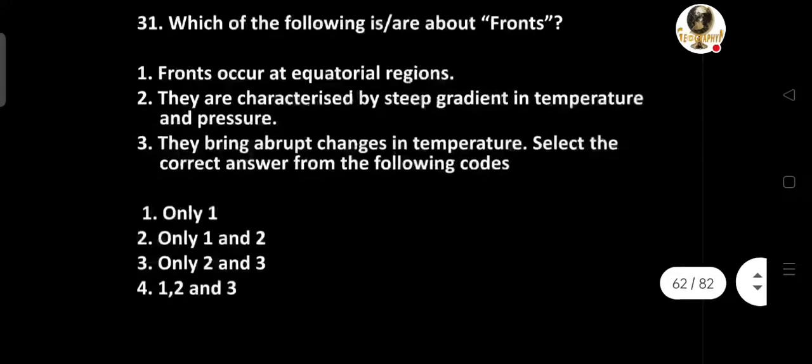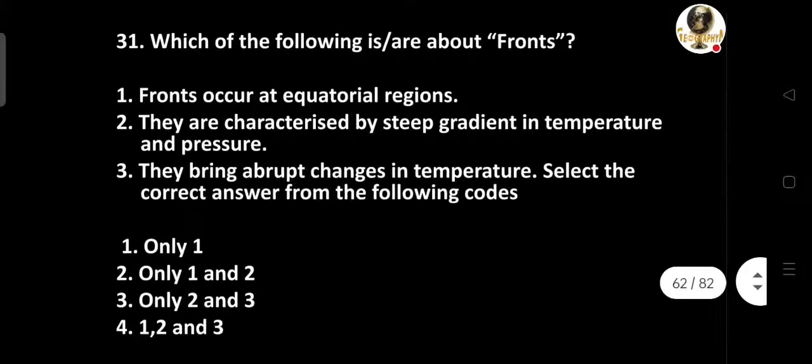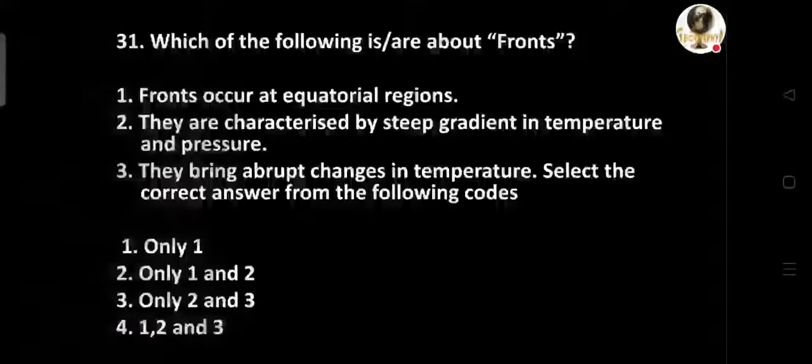Very interesting question for you. Which of the following is correct about fronts? There are 3 statements. Fronts occur at the equatorial region, they are characterized by steep gradients in temperature and pressure, and they bring abrupt change in temperature. Select the correct answer from the statements: only 1 and 2, only 2 and 3, and 1, 2 and 3. Which of the following is correct about fronts? This is question number 31, I explain. Carefully listen first.